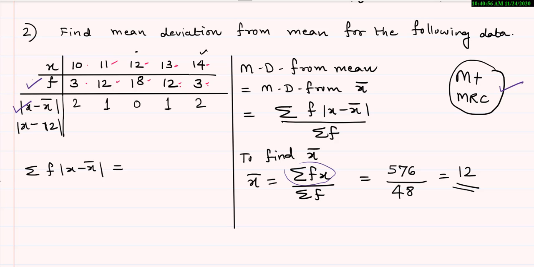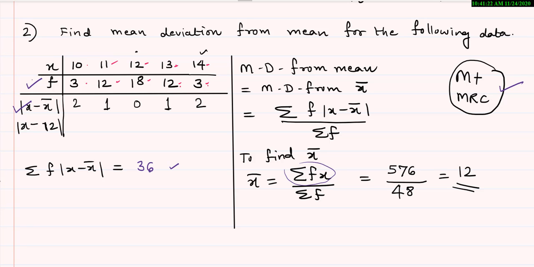It is 3 into 2 M plus, 12 into 1 M plus. You can skip 18 because it is into 0. 12 into 1 M plus and 3 into 2 M plus, and then press the MRC key, which gives you the answer 36 for summation of f into mod of x minus x bar.